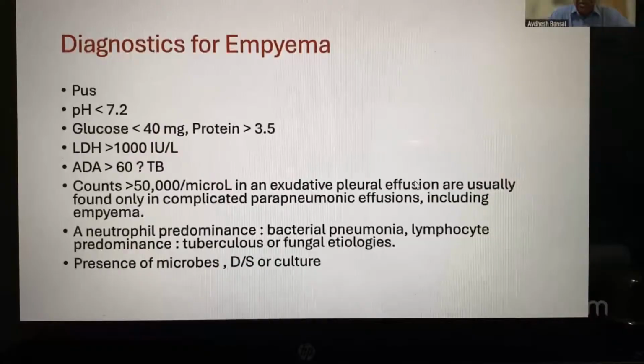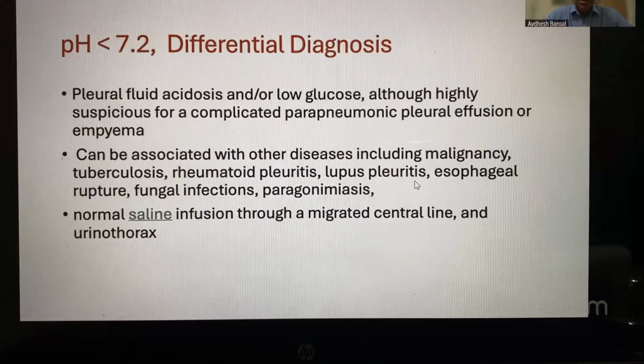So if you have a neutrophilic predominance, you're looking at bacterial pneumonia. If you have lymphocytic predominance, most probably you're looking at tubercular or fungal etiology. ADA sometimes can suggest possibility of TB. A high LDH again suggests that it may be an empyema.